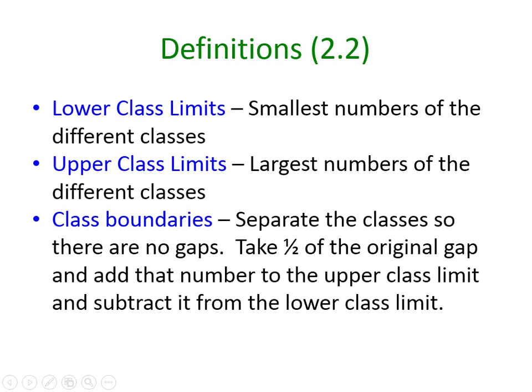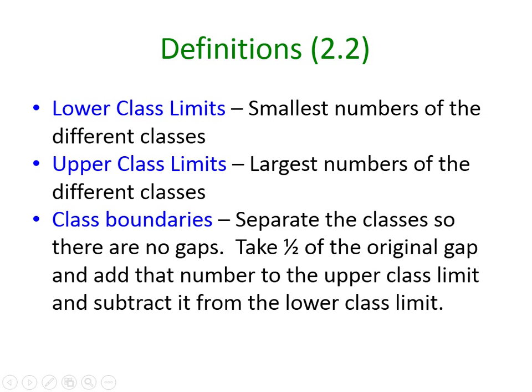To find the class boundaries, you're going to take half of the original gap and add that number to the upper class limit, and you'll subtract it from the lower class limit. There is a difference between class limits and class boundaries. Your class limits are the possible numbers that you can have, the range for your upper and lower class limits, those possible numbers that can actually fit in there. The class boundaries are numbers that will not actually exist, and you're figuring out what that middle value is.